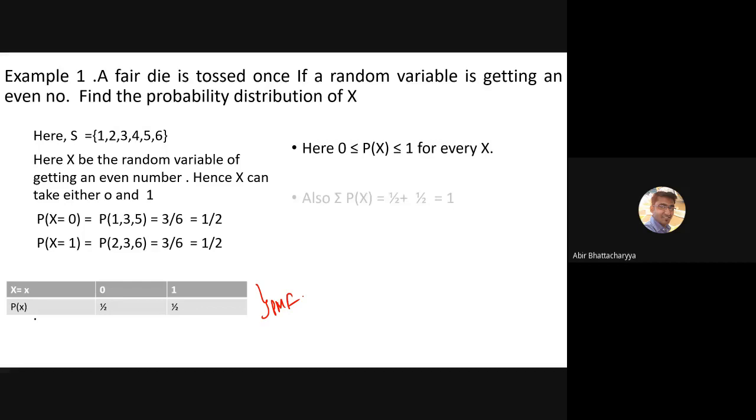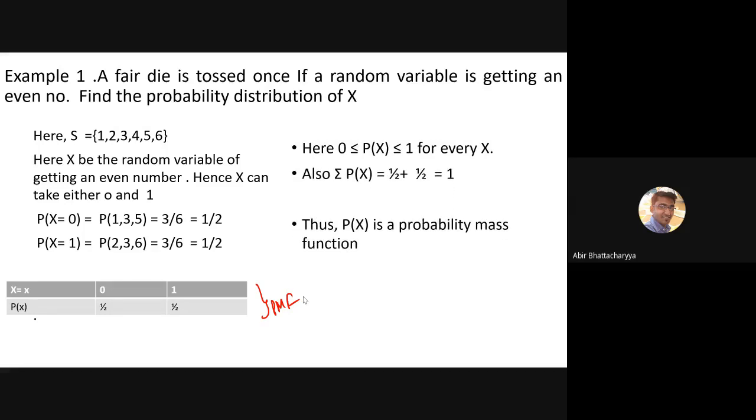Probability mass function. You can also calculate that the value of probability of x always lies between 0 and 1. If you calculate, the probability is 1 by 2, 1 by 2. Both belong to 0 and 1. If I add them, I will get 1. 1 by 2 plus 1 by 2 equals 1. Just tell me if it is clear to you, or else ask me your doubts. Write down C on the chat box if it is clear to you.